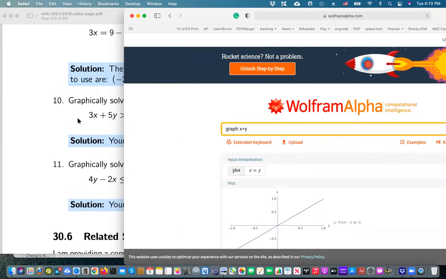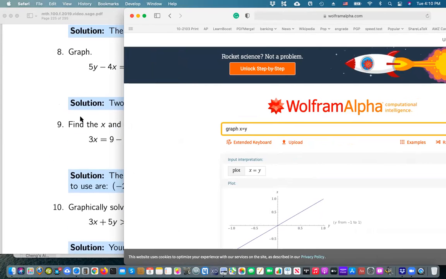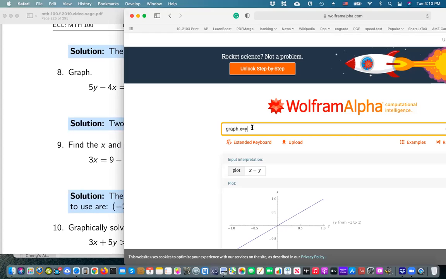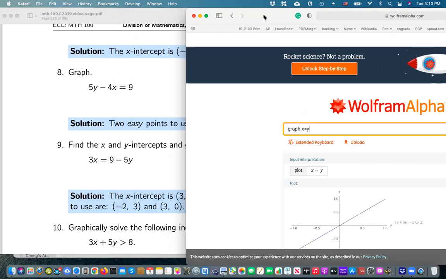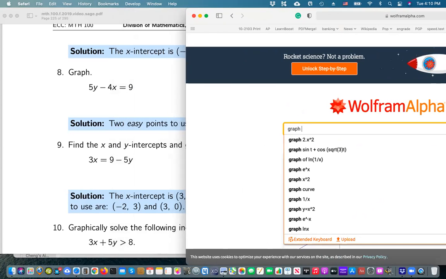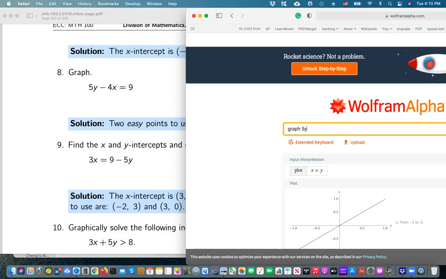Now, what you could do here is type these other problems in. Let's do another one. Let's do problem number 8. And I'm going to type in 5y, I don't need the star, minus 4x equals 9. Let's hit return. Let's see how it does. It graphs the line. You can see it right there.